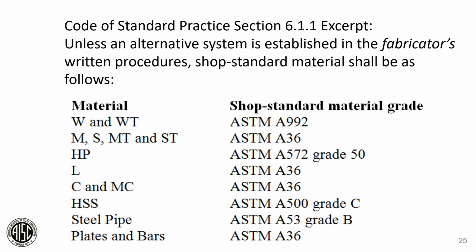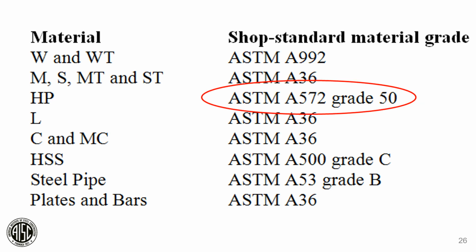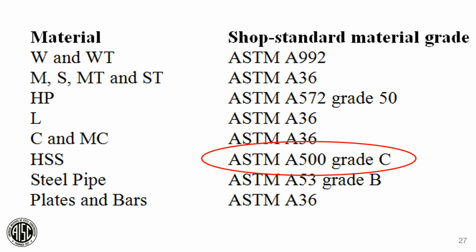So a couple of things I want to point out here. The first I want to point out is HP shapes. The HP shapes prior to 2016 were A36 material. Now they are A572 Grade 50 material. Another item I want to point out is HSS shapes. The proper designation for what fabricators will have in their shop is ASTM A500 Grade C. We're going to deal with this much more extensively in this presentation today, so I won't spend any more time on that at this time.